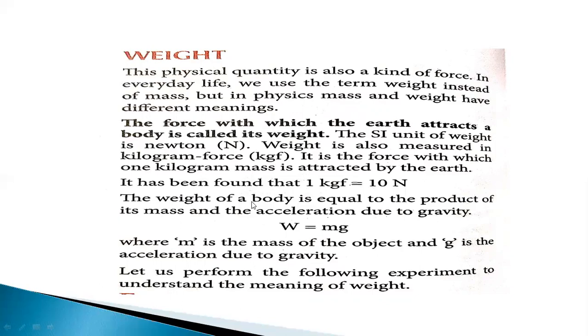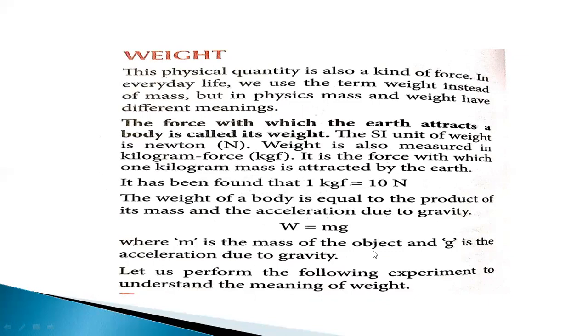The weight of a body is equal to the product of mass and acceleration due to gravity. That is, W is equal to m times g. The force with which the earth is attracting your body mass is known as weight. Here m is the mass of the object and g is the acceleration due to gravity.